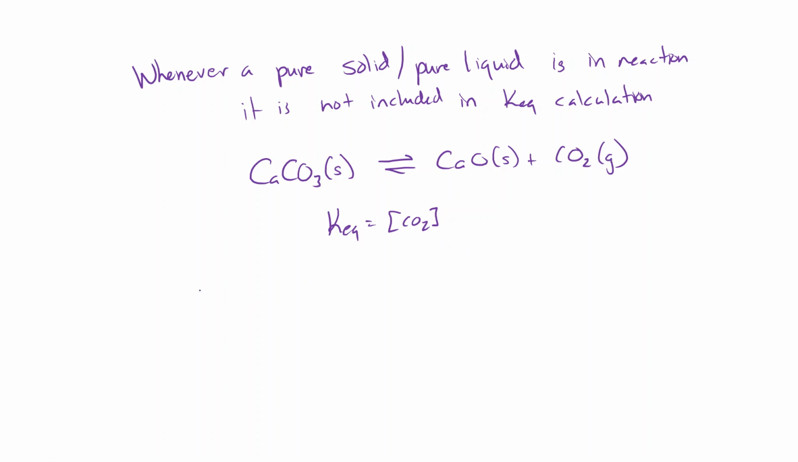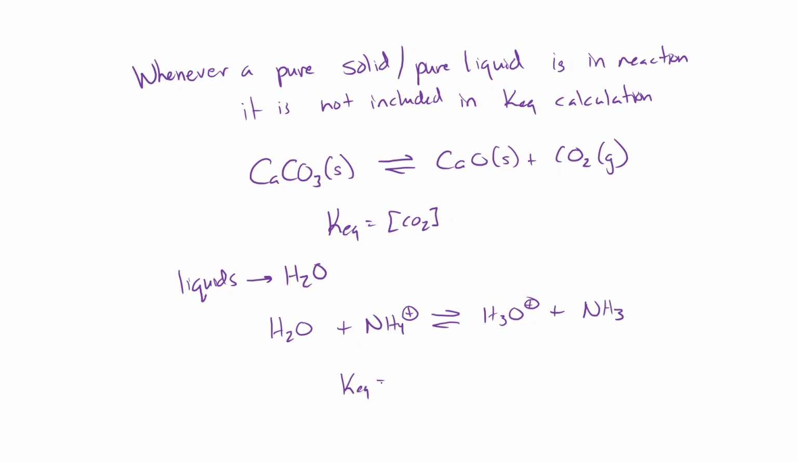Okay. For liquids, this almost always means water, right? So water gets used in a lot of chemical reactions. When you have water in your reaction, we just don't include it in the KEQ expression. So if we do water plus ammonium ion, we get hydronium, H3O+, plus NH3. Right? So the KEQ in this case, water is a pure liquid, right? And so the KEQ we get in this case is going to be the products, NH3 and H3O+, over the reactants, but we don't include water, so it's just the one reactant, NH4+, right?